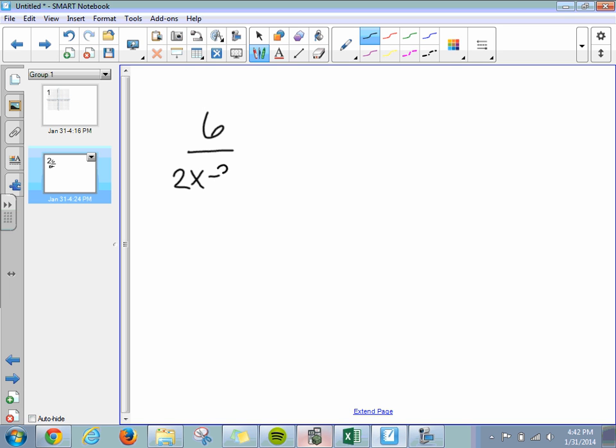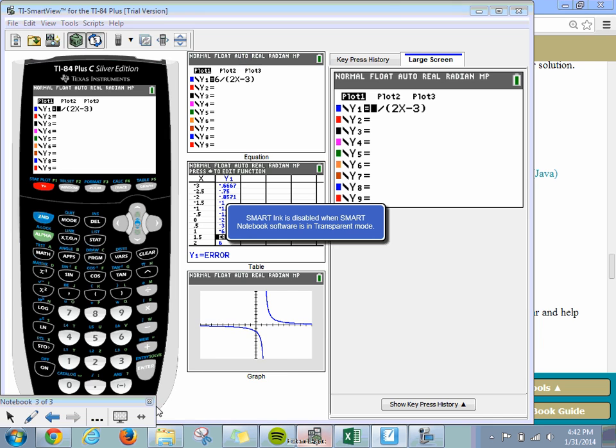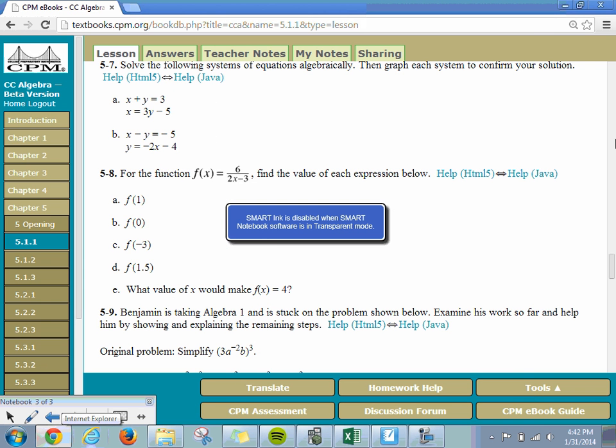And so what we want to do is set our denominator, which is our 2x minus 3, equal to 0. And if we solve, we see that we get 2x is equal to 3, divide by 2, x is equal to 3 over 2, which is the same thing as 1.5. And so we can't ever have 1.5 in the denominator, and that's why we're getting that error message on our graphing calculator. All right. New page. Moving on.